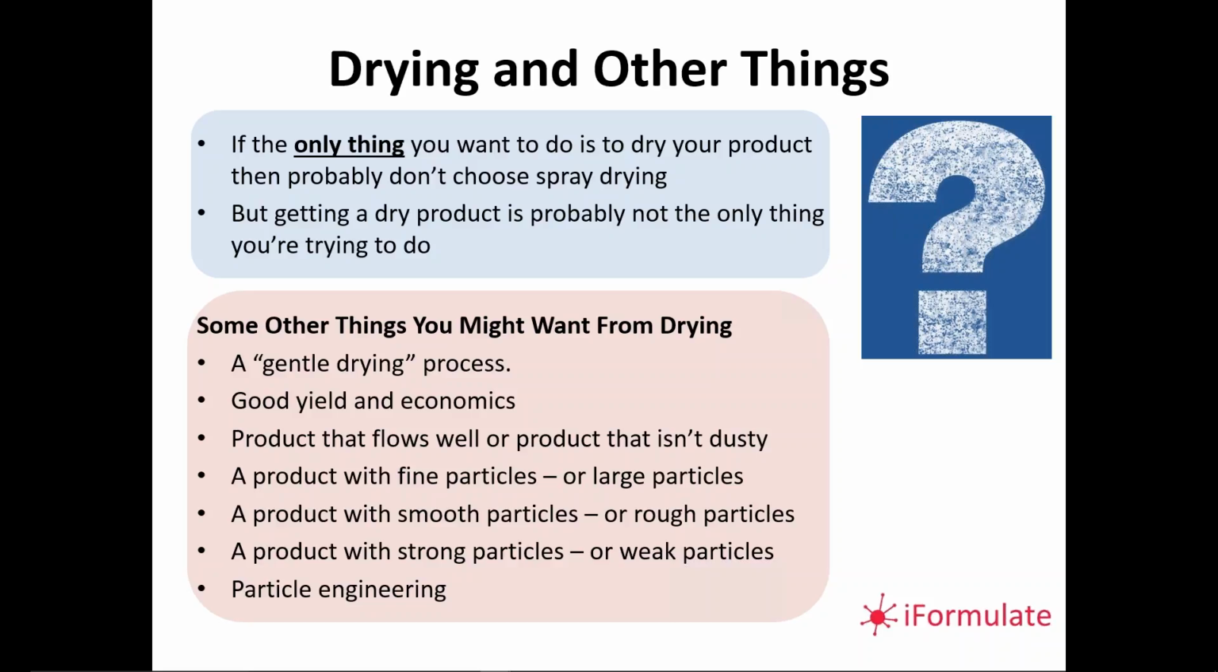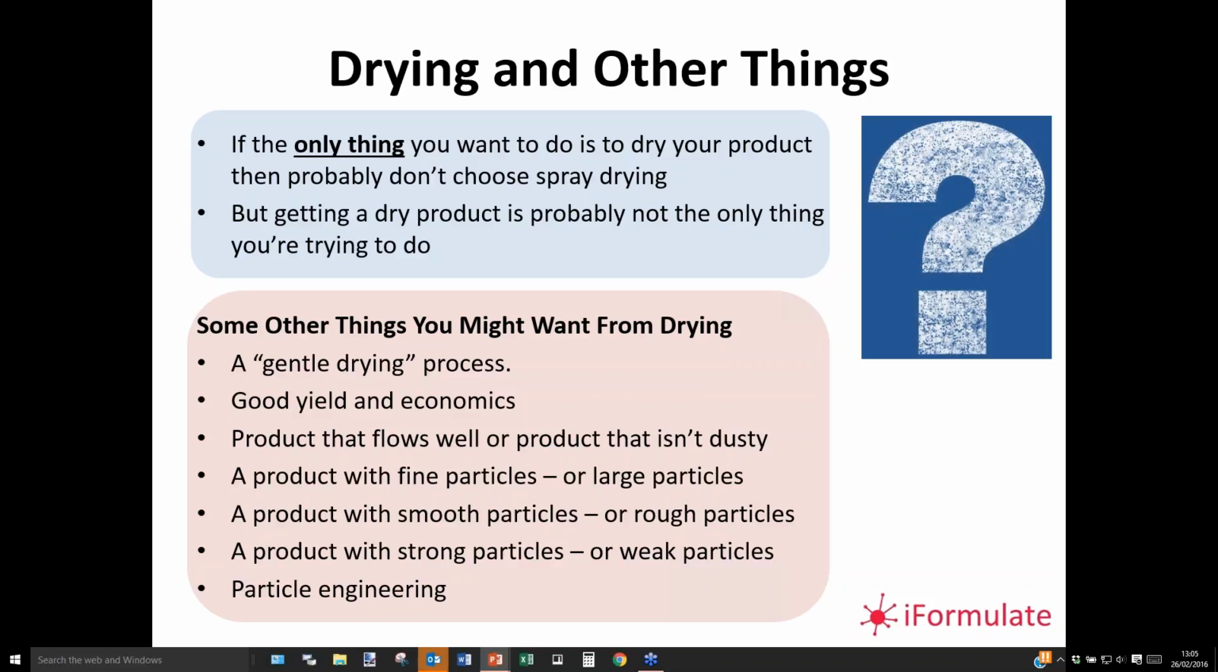And some of the other things that you might want from a drying process is to make sure that that process is gentle and doesn't damage a sensitive product. You're obviously looking for good yield and economics. You may be looking for a product that flows well, or perhaps a product that's not dusty. You could be looking for a product with fine particles, or conversely, you might be looking for large particles. You might be interested in the roughness or smoothness of the particles. They might confer some specific product properties on your product. You could be looking for a product with strong particles or indeed weaker particles. And you might be looking to be able to conduct particle engineering.